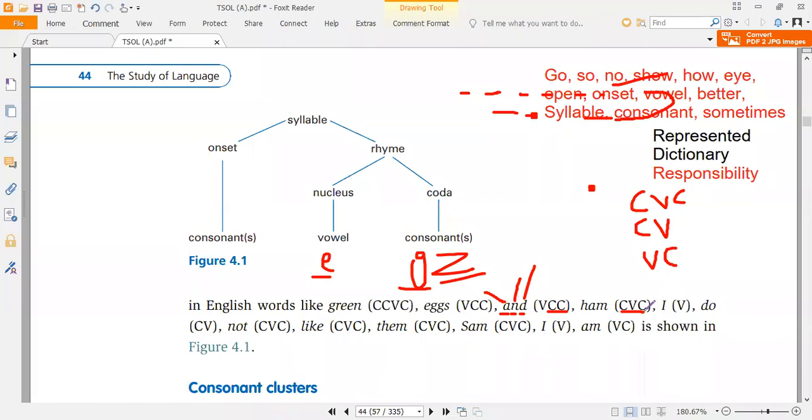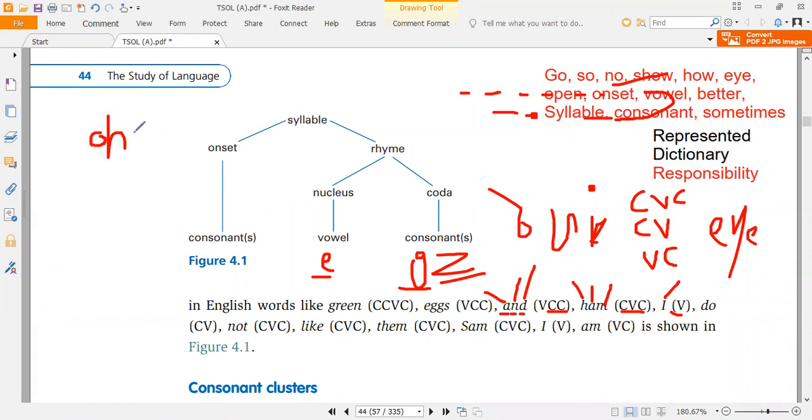We may have CVC just like "ham", or the examples which I provided to you. Book, for example: B is C, then U is V and K is C. So CVC structure. We may have simply a V structure, as in the case of I, or EYE, or in the case of the interjection O. Its transcription is simply the O sound. So it's also only V, a simple V.